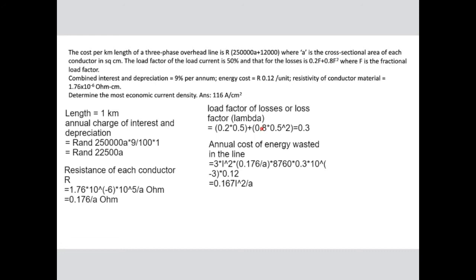Okay, well, if we get that one, now our next step is to use KVL. So now using KVL, 0.167 I squared over A is equal to that cost of interest and depreciation that we got, 22500 A. And when we have that, we can calculate I over A.